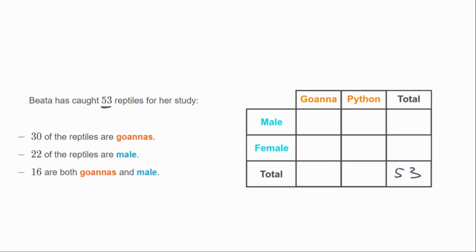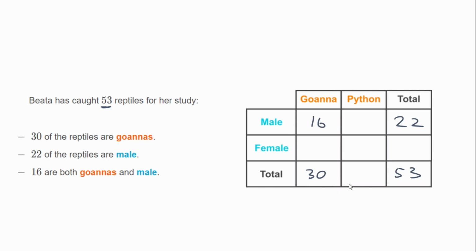Alright, so we know there are going to be 30 reptiles that are goannas. So that means the total number of goannas is 30, and total for goanna is right down here. Our next bit of information is that 22 of the reptiles are male. So we know male total, on the very right there, that's going to be a 22. And our last bit of information is that 16 are both goannas and male. So this one here, because that's male and goannas, that's where the overlap is, that needs to be a 16. With that information, we can fill out the rest of the two-way table.